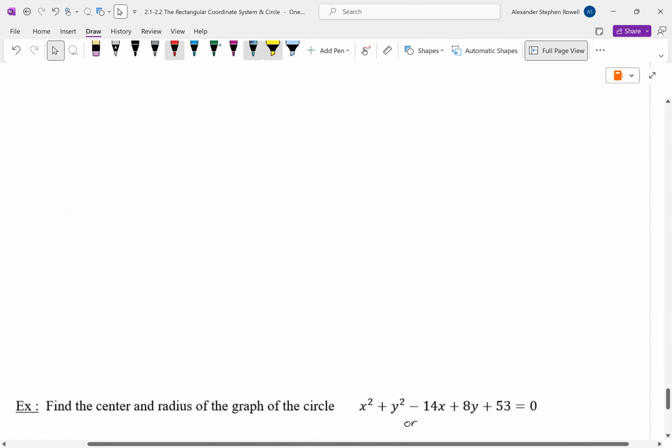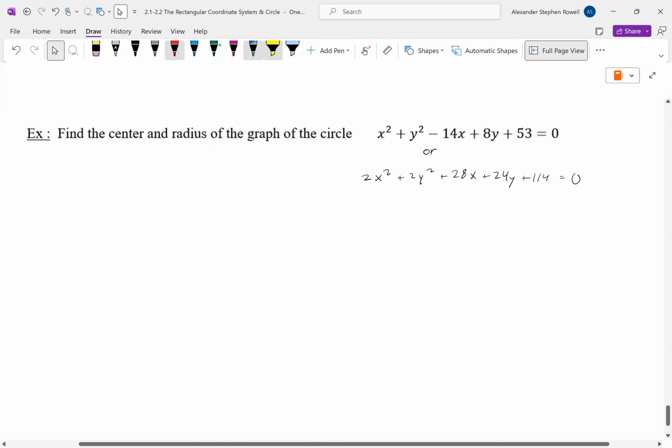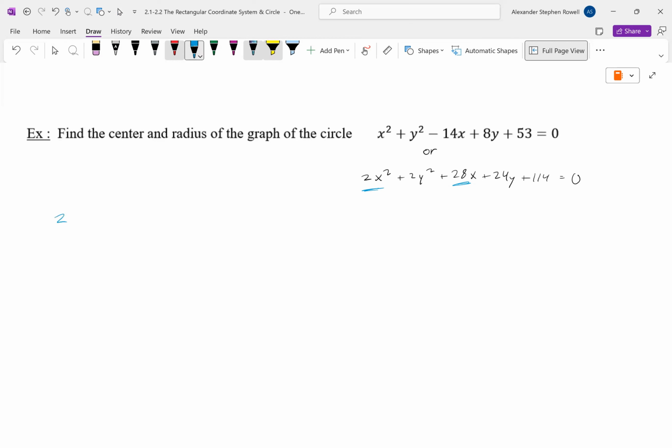Yes, completing the square is correct. We want to complete the square. The first thing I'm going to do is group the x terms together, 2x squared plus 28x. And then I'm going to group the y terms together, plus 2y squared plus 24y. And then I'm going to write the number on the other side. I'm going to subtract 114 from both sides. Okay, I'm going to make a very common mistake.